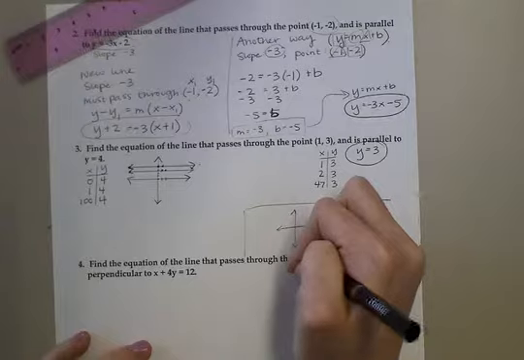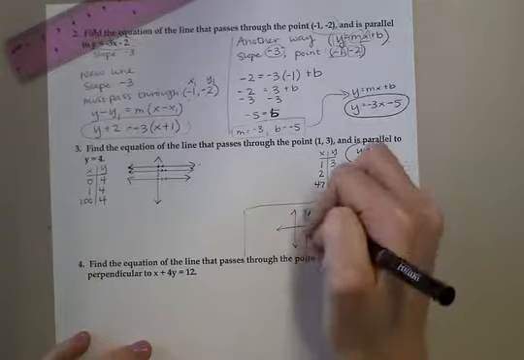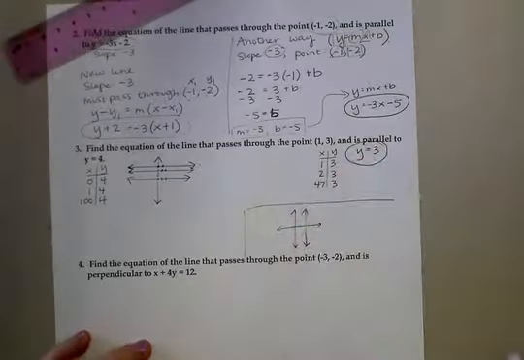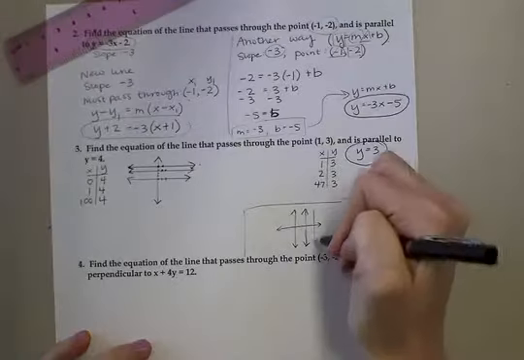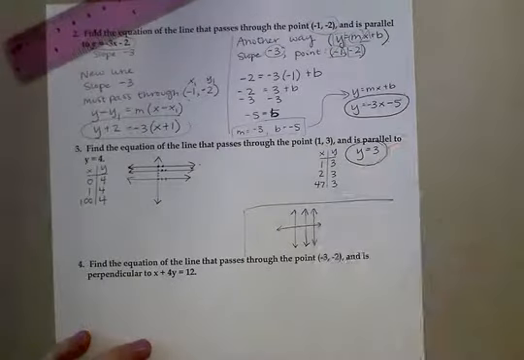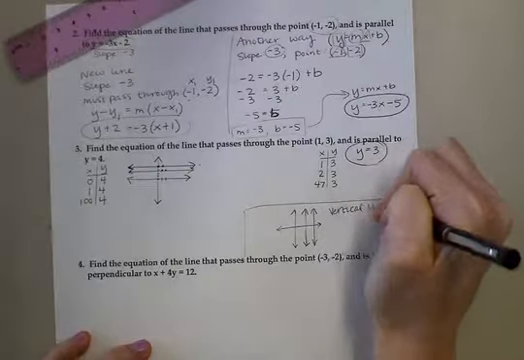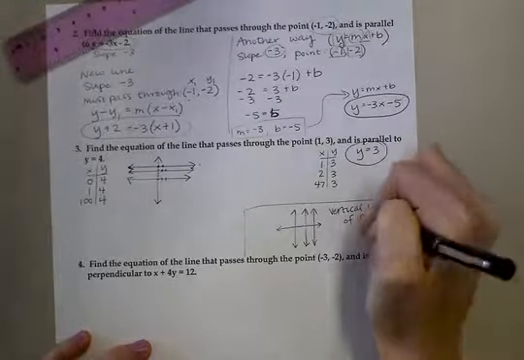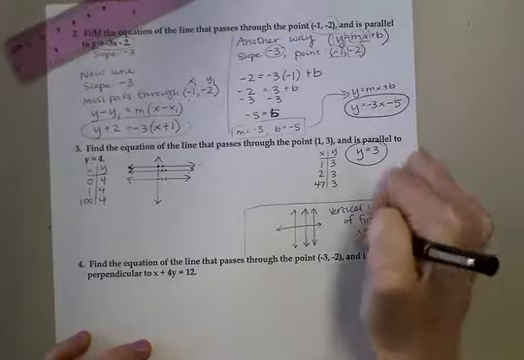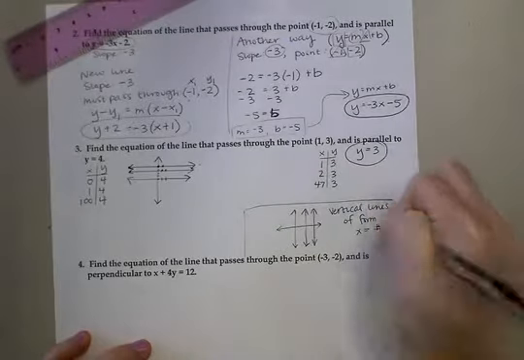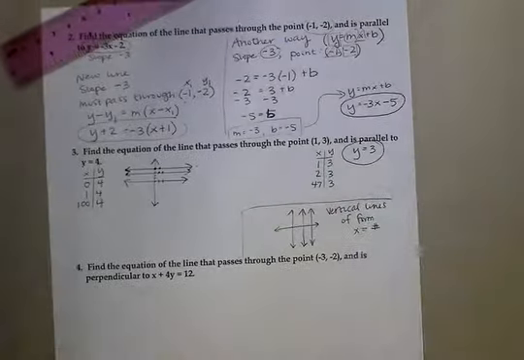Here's a sketch. If I had a vertical line like this, what would be parallel to it? Well, you'd have to have just another vertical line. And remember, vertical lines are of the form x equals some number. Okay, so you would find that in a similar way.